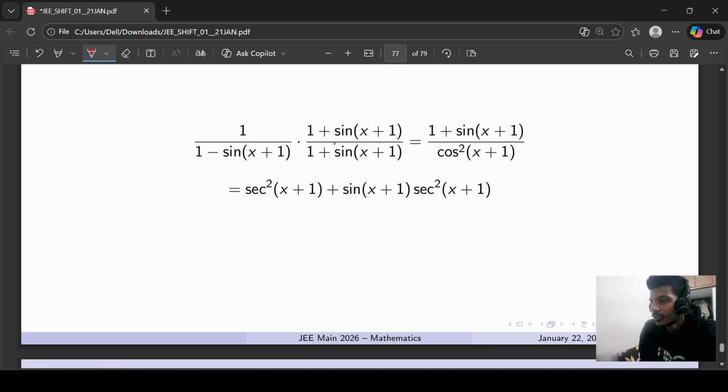So rationalizing them both sides, it's 1 plus sine of x plus 1 divided by cos square of x plus 1. Taking the thing separate is simply secant square of x plus 1 plus sine of x plus 1 into secant square of x plus 1. Quite easy till there, right?